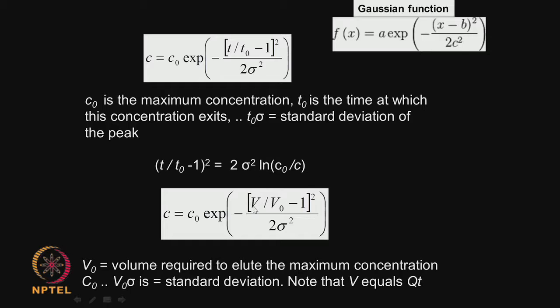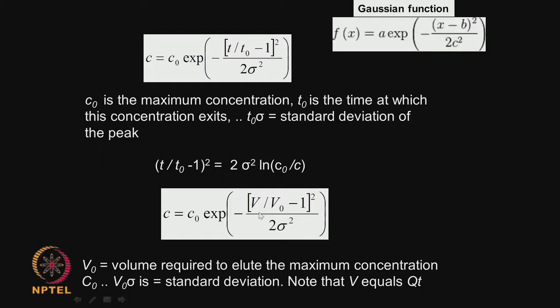Similarly, we can get another equation, just like retention time, for retention volume. That is the volume required to elute the maximum concentration. Here the standard deviation will be V naught into sigma, just like T naught into sigma. Because I am comparing with the Gaussian equation, which you must have studied long back in statistics, the normal or Gaussian distribution, we get T naught sigma as the standard deviation, or V naught sigma as the standard deviation.